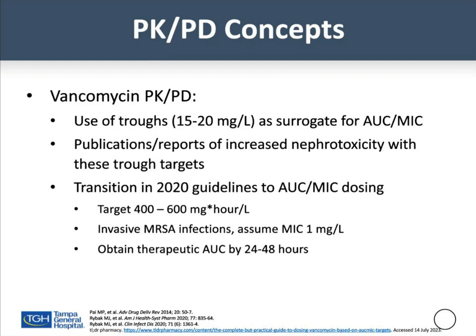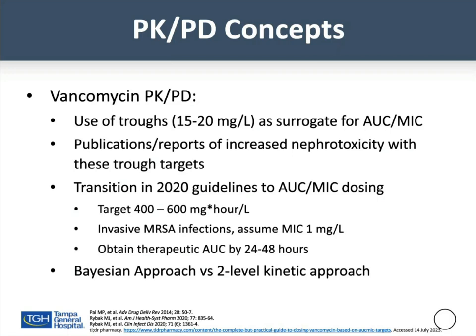They also say that you should be obtaining therapeutic AUCs within the initial 24 to 48 hours of starting vancomycin, which, thinking about trough-based dosing, is much sooner than we were able to do with trough-based. They also say that you can do AUC dosing in two different ways, either by a Bayesian approach using historic modeling in order to model what your current patient's kinetics and elimination of Vanco look like, or you can do a more math-based approach using two-level kinetic calculations.